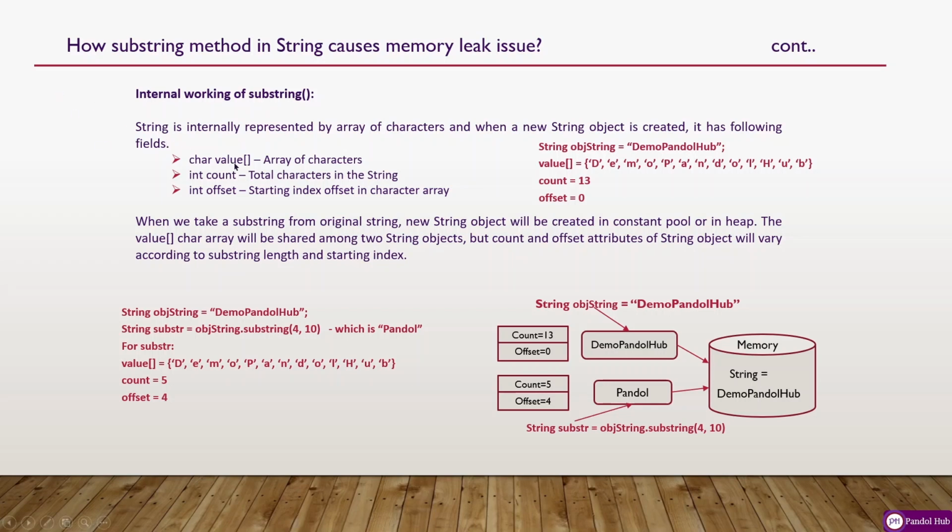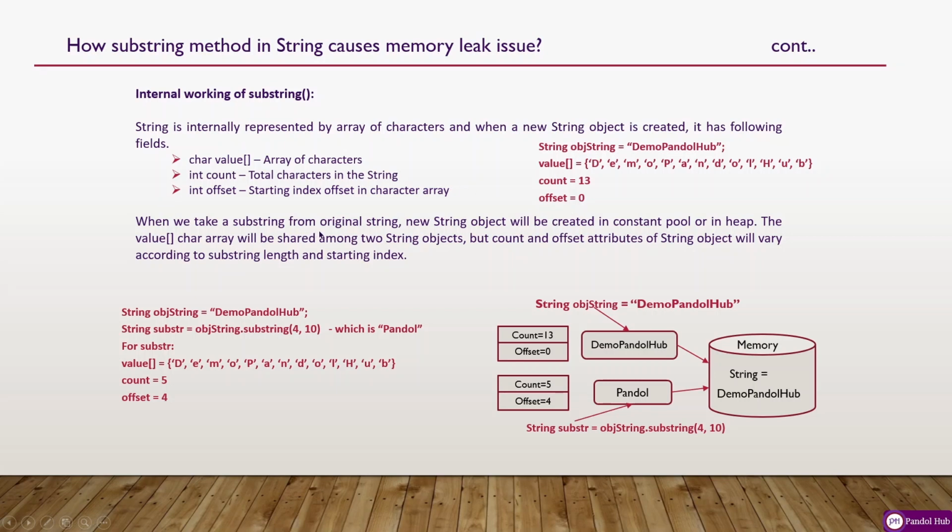The first one is the character array, which is represented as a value, which includes an array of characters. This is going to store all the characters of the string, which forms the source string. And there are two integer parameters: count represents the total characters in the string, and offset represents the starting index offset in the character array. Let's consider this example: the object string which I have created and assigned a value called "demo pandol hub". The character array is going to include all the letters of the string, count represents the number of characters available in the string, and offset represents the index from which it starts.